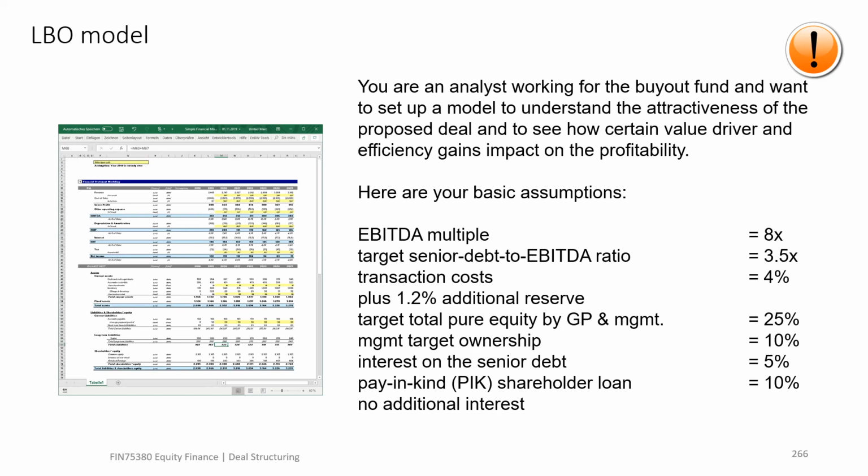The target total pure equity that is provided by general partners and the management should not exceed 25%, and we have a target management ownership of 10%. Now the funding structure comes with a certain cost of debt. The interest on the senior debt is 5%, and we're going to introduce a shareholder loan as a pay-in-kind loan that comes at 10% interest. All other debt will be set to 0% of interest.